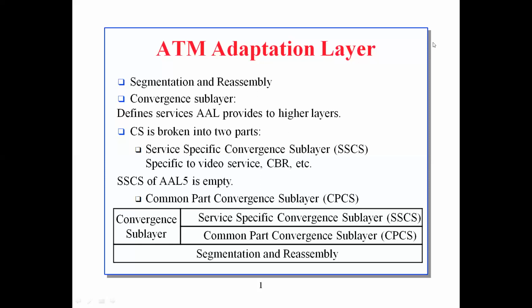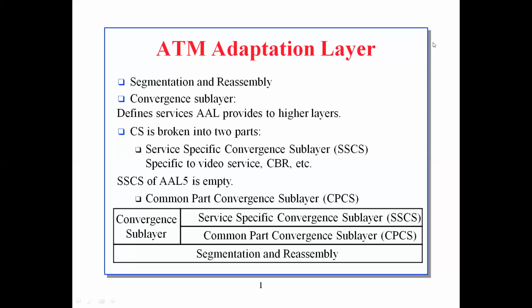Next, we will see the goals of the ATM AAL layer. It is used to provide services to application programs, segmenting at the source and reassembling at the destination. The main services provided by the AAL are segmentation and reassembly, handling of transmission errors, handling of lost cell conditions, and also timing and flow control.